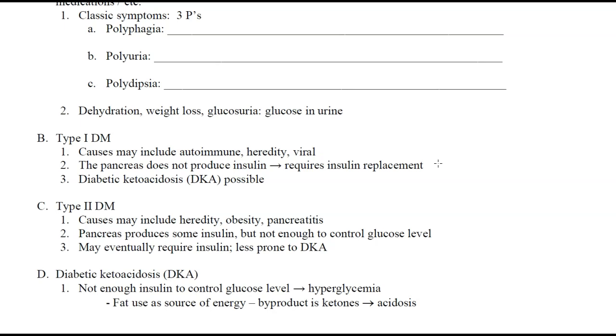Now, type 2 diabetes can be caused by heredity, so sometimes it runs in the family, and sometimes obesity, which is actually the most common reason for developing diabetes type 2 in this community. Another reason can be pancreatitis. Here, the pancreas produces some insulin, sometimes not enough to control the glucose levels, and so over time this may eventually require insulin. Although in type 2 diabetes mellitus DKA can still happen, it is not as likely compared to type 1.